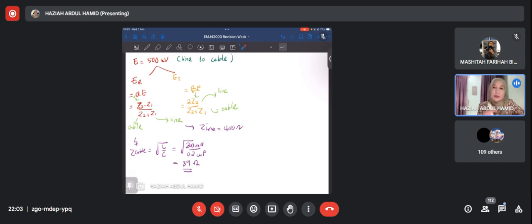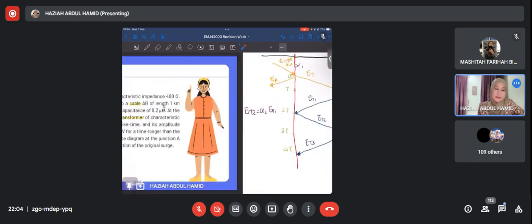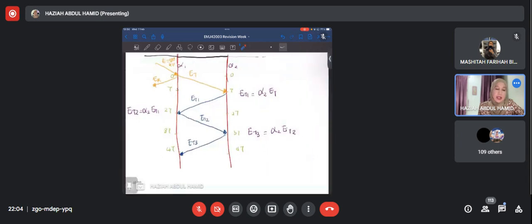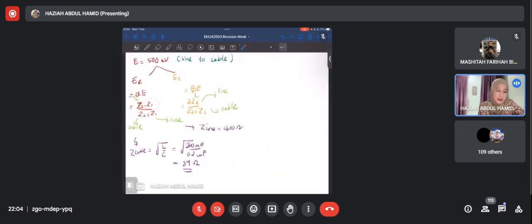So untuk line to cable, nama dia line to cable. Line dulu, cable. Line first, then cable. So line is Z1, cable is Z2. Okay, so that's why dia letak kat sini. You kena substitute nilai Z2 punya impedance, which is 400 ohm tadi. Z2 is the cable's impedance, which you have to determine first. Z1 untuk line. Ni line 400 ohm.